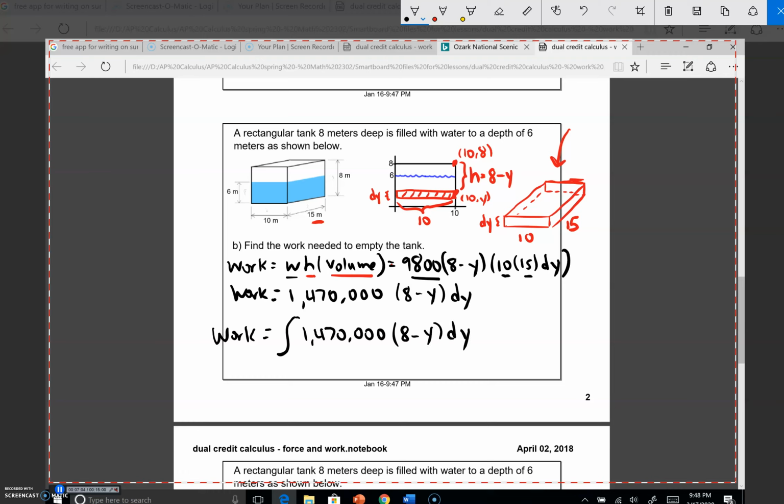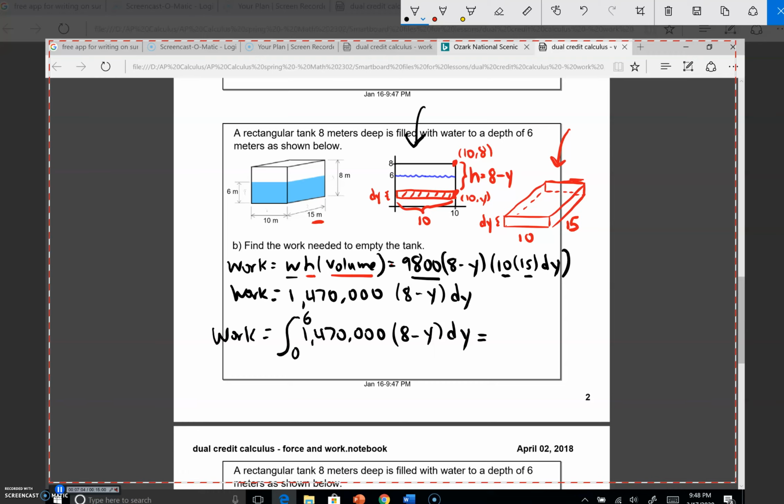And again, since I have dy as a limit of integration, I know my limits of integration have to be on the y-axis. So if I go back to this picture right here and I'm trying to decide what the limits of integration are, I might struggle with whether it's 0 to 6 or 0 to 8. And again, I'm going to remind you, you're removing water. Where is the water? On the y-axis, and that's from 0 to 6.